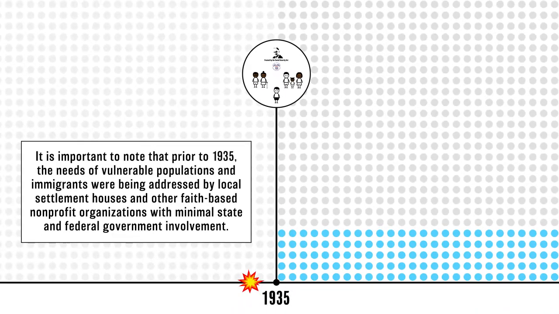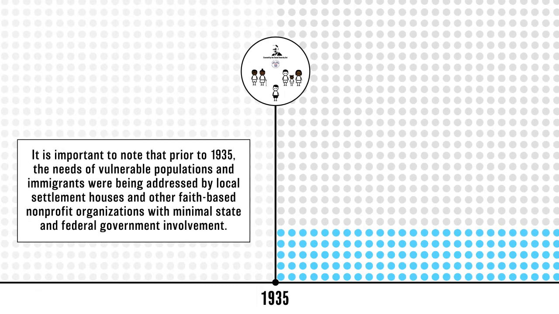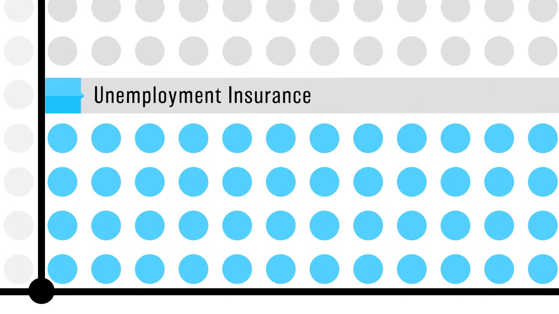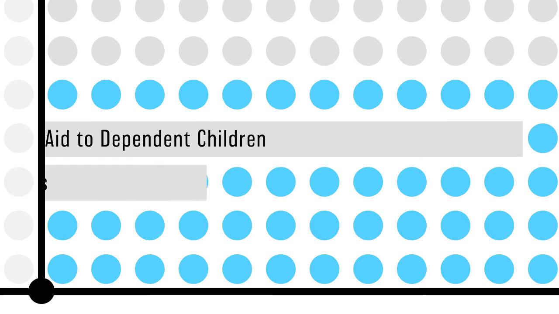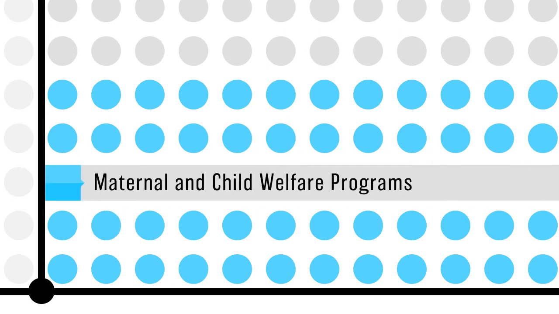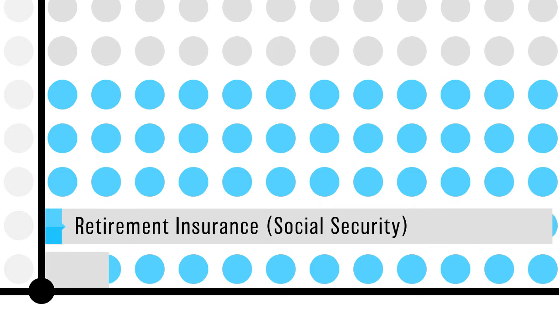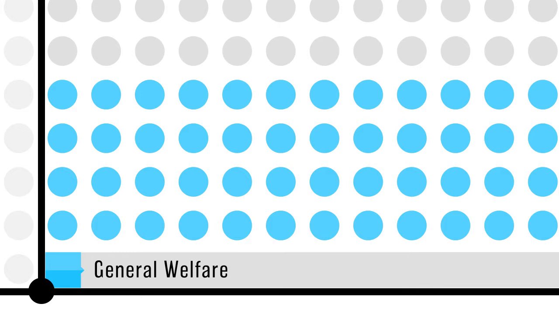It is important to note that prior to 1935, the needs of vulnerable populations and immigrants were being addressed by local settlement houses and other faith-based nonprofit organizations with minimal state and federal government involvement. The Social Security Act policies continue to this very day through programs such as unemployment insurance, aid to dependent children, maternal and child welfare programs, retirement insurance for the elderly, Social Security, and general welfare programs for needy adults.